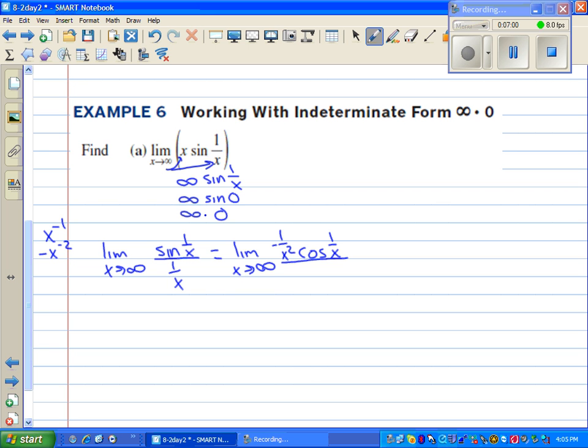Now on the bottom, we're going to take the derivative of 1 over x again, and we get negative 1 over x squared. Now the negative 1 over x squared is going to cancel out, so we have the limit as x approaches infinity of the cosine of 1 over x. Now we plug infinity in for x, we get cosine of 1 over infinity. 1 divided by infinity is 0. We have the cosine of 0, which is 1. And there's your answer.